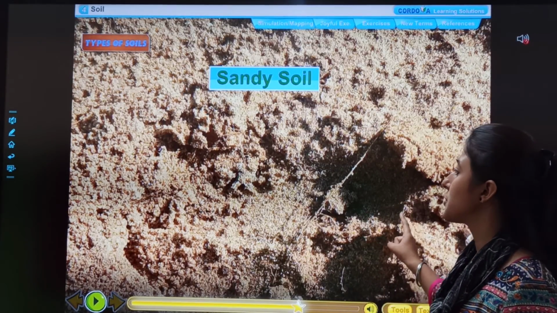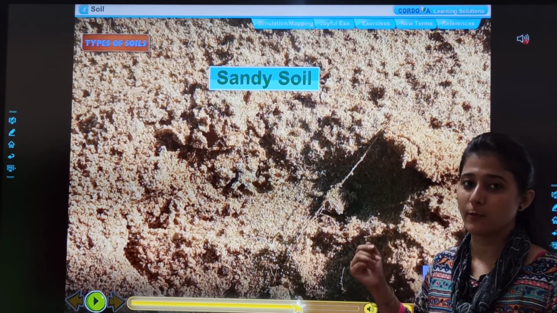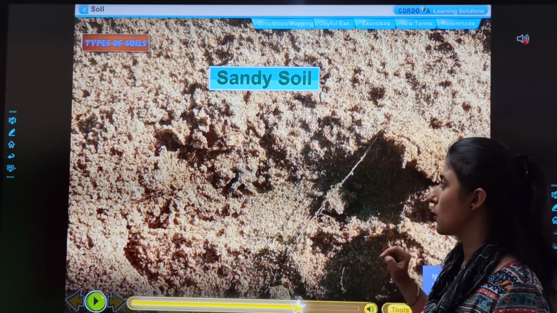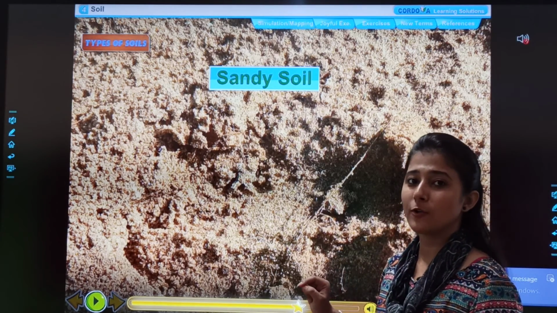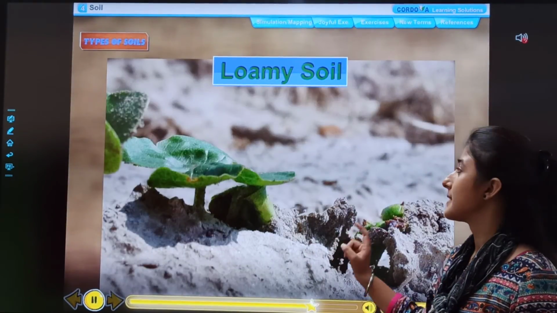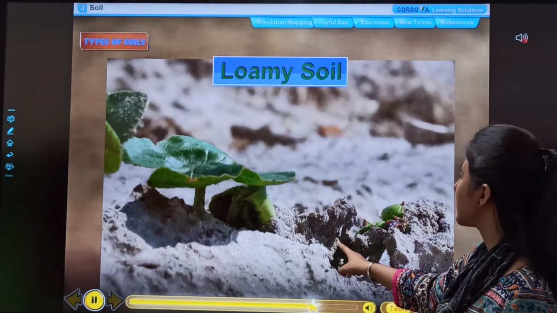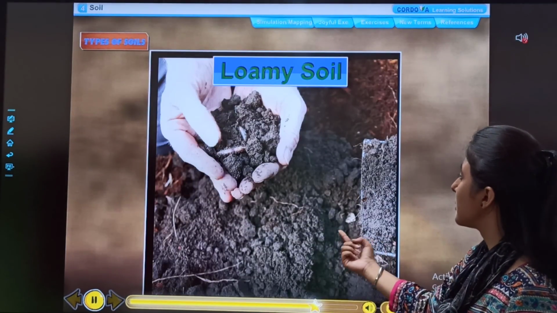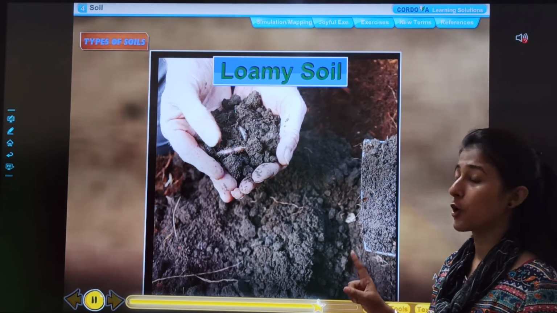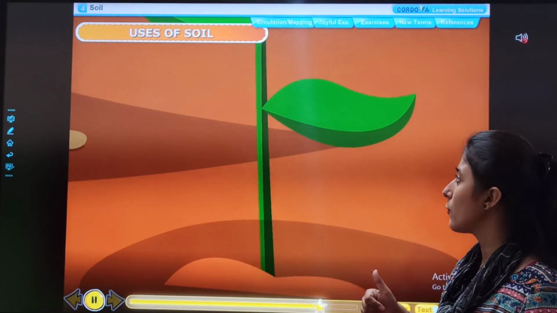See, this is the picture of sandy soil. रेती आप सबने देखी होगी. So this is the picture of sandy soil. And now I will show you about loamy soil. See, loamy soil. I told you that it is good for growing plants. You can see plants can be grown in such type of soil. Why? Because it contains both air and water.